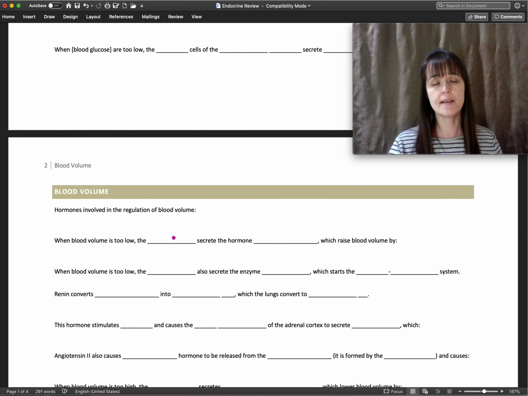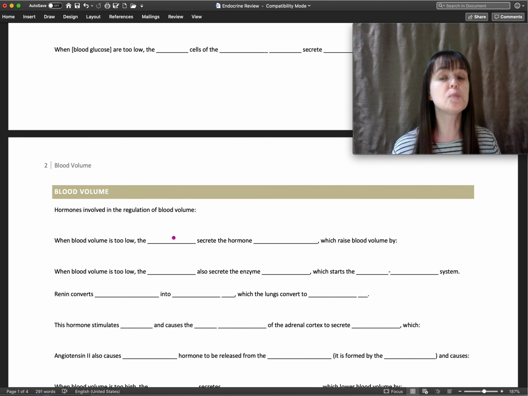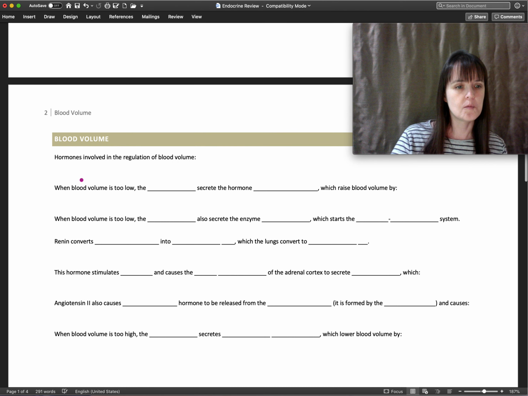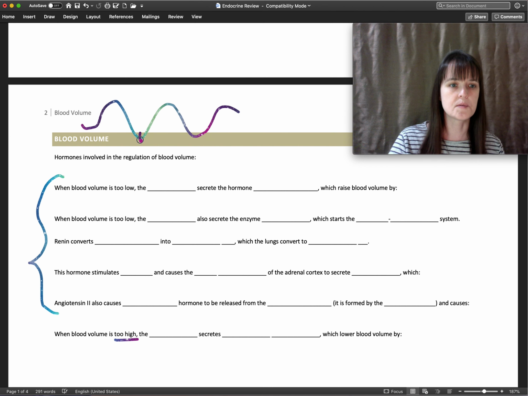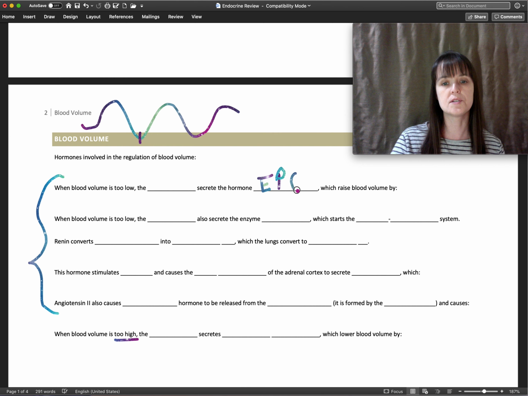Blood volume, we have a whole slew, a veritable plethora of hormones and an enzyme. So when blood volume is too low, this happens. When blood volume is too high, this happens. Okay, so when blood volume is too low, the kidneys secrete the hormone EPO, which is erythropoietin, and it makes red blood cells. You know what, let's just draw a red blood cell. There you go.